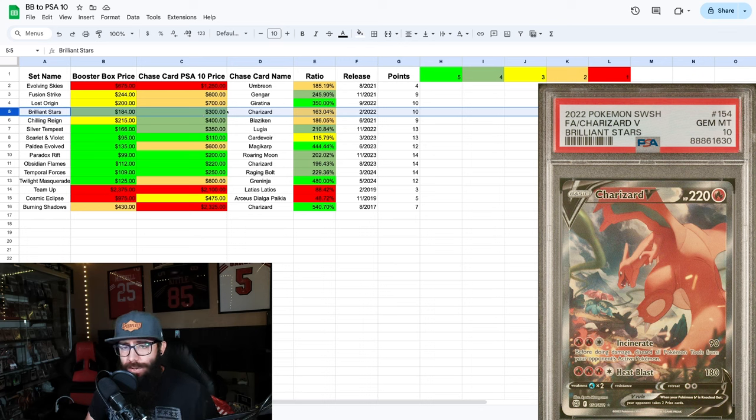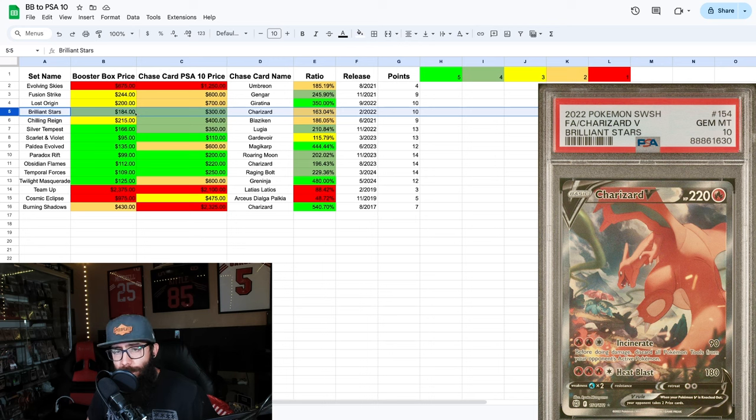So I think that long term, both of these are very good pickups, and the ratio is not quite as good because the PSA 10 price is lower, right? So it's still in that same category, but the chase card just isn't that much more. Like if you're looking at Lost Origin, it's not 3.5 times the price.